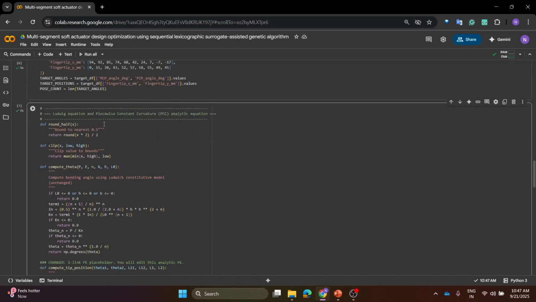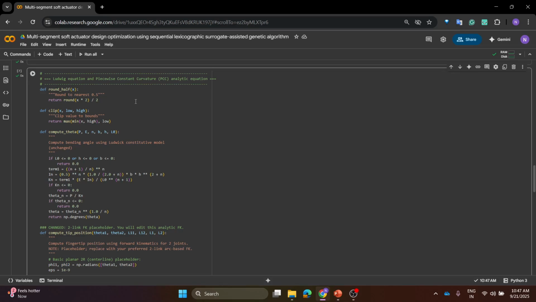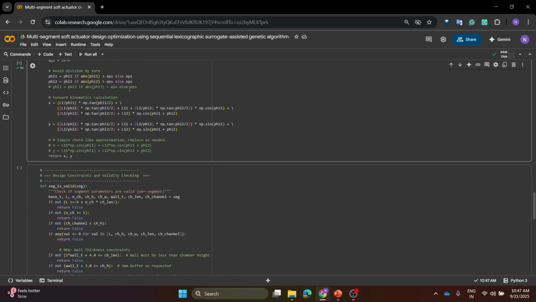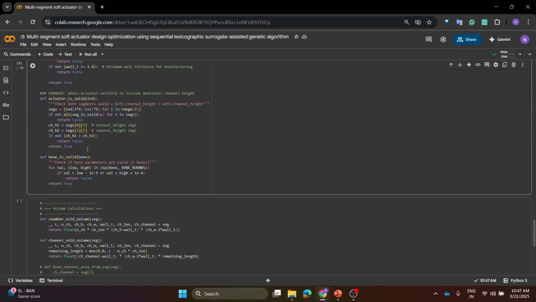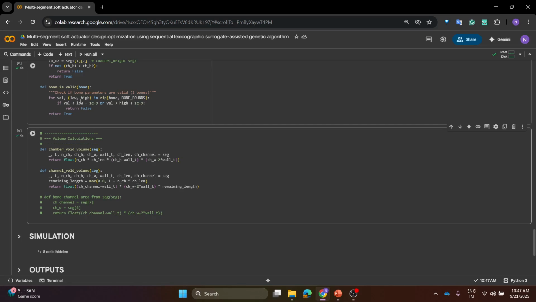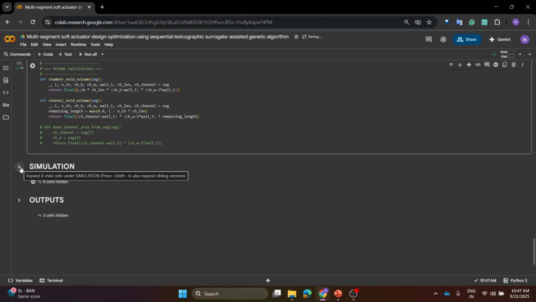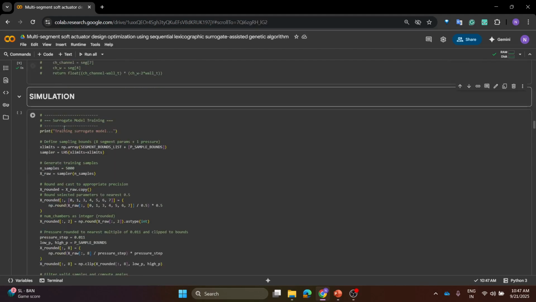Here the Ludwig equation and PCC analytic equation have been defined. Design constants have been defined here, the validity checks, and the volume calculations. Now these volume calculations will be further used for energy calculations. Now going towards the simulation stage.